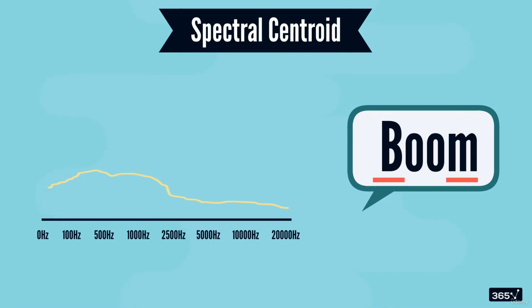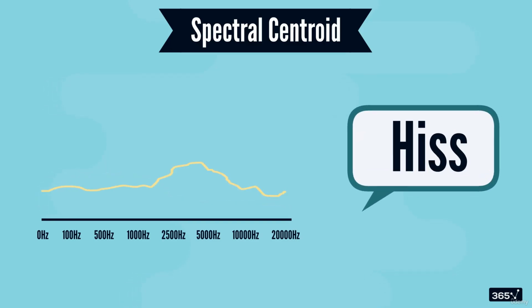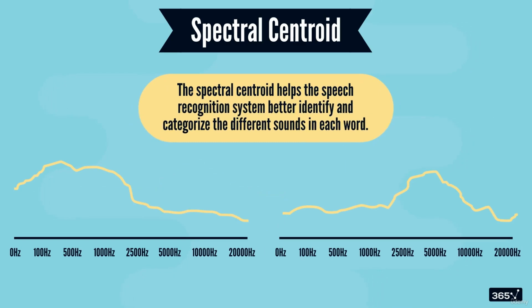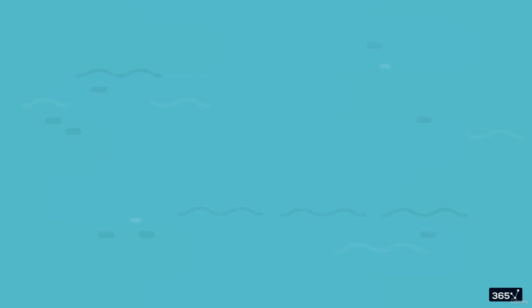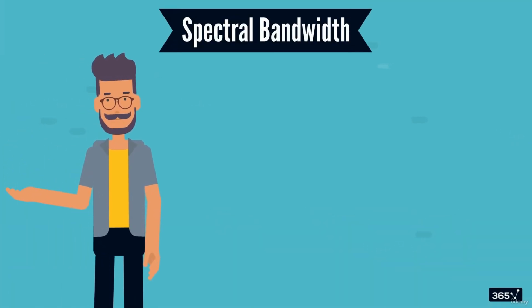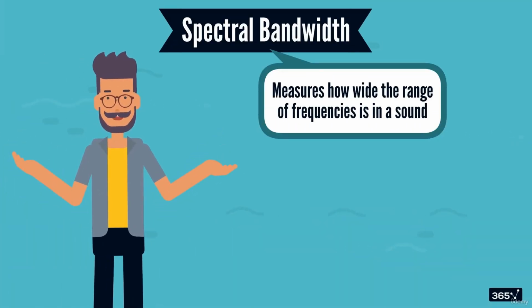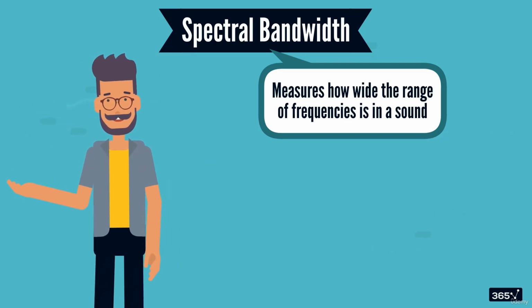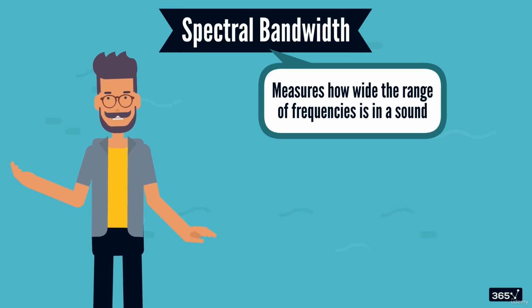In contrast, in the word hiss, the unvoiced h and s sounds are higher pitched, resulting in a higher spectral centroid. These clear distinctions help the speech recognition system better identify and categorize the different sounds in each word. Interesting. Next up is the spectral bandwidth, which measures how wide the range of frequencies is in a sound. In simple terms, it tells us how spread out the frequencies are.